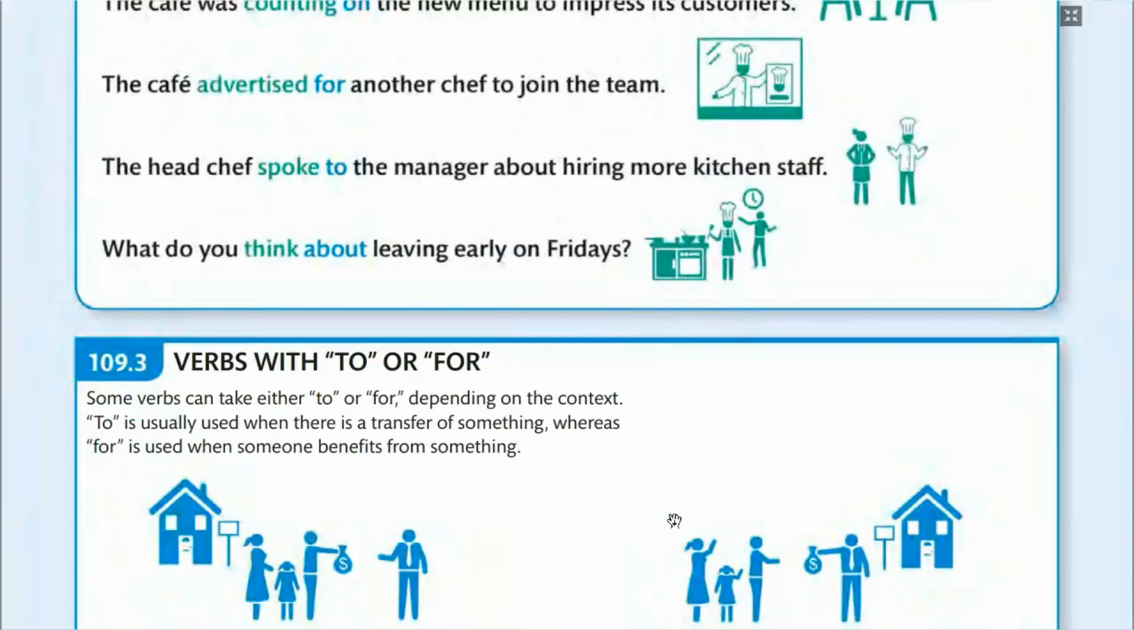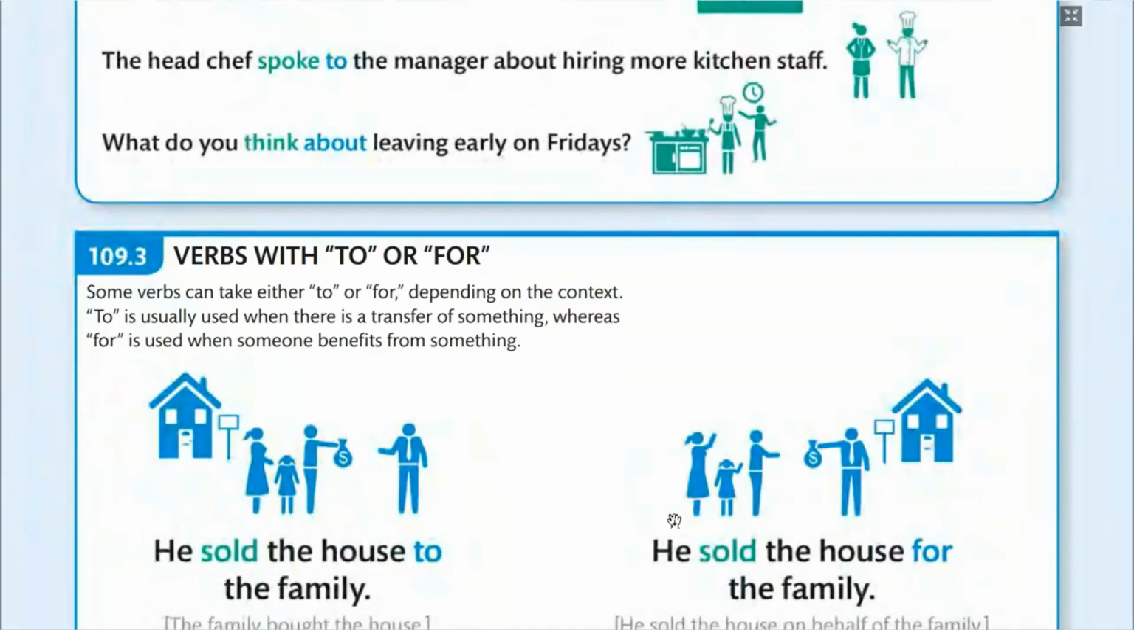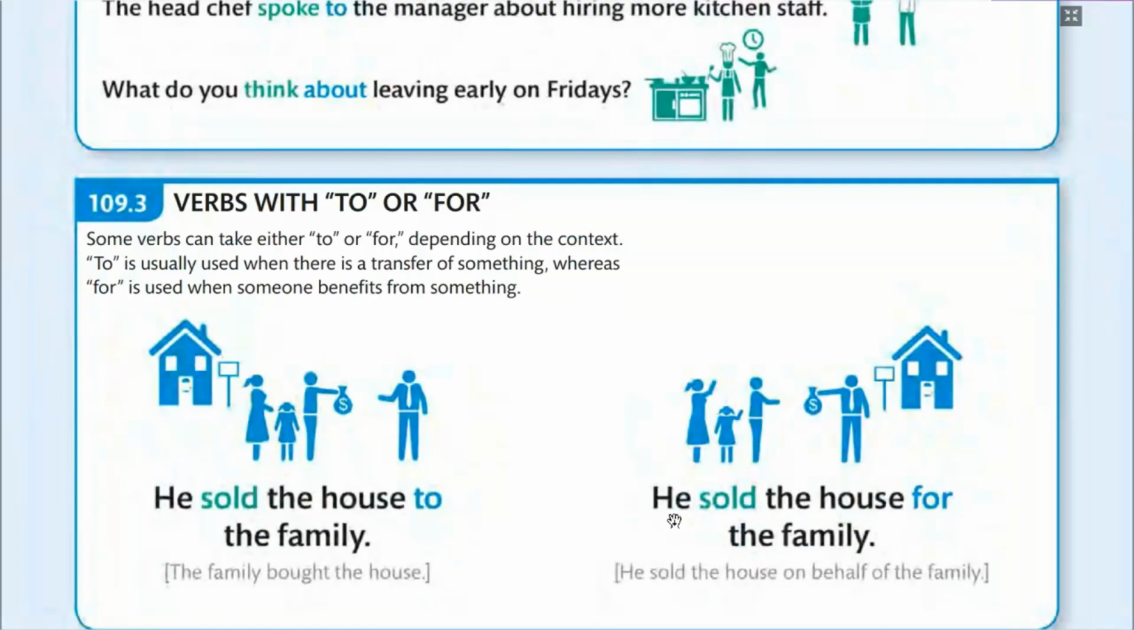Let's talk about verbs with to or for. Some verbs can either take to or for depending on the context. To is used when there is a transfer of something, whereas for is used when someone benefits from something. Let's take a look. He sold the house to the family. That is, the family bought the house. There's a transfer of the ownership of the house from he to the family.